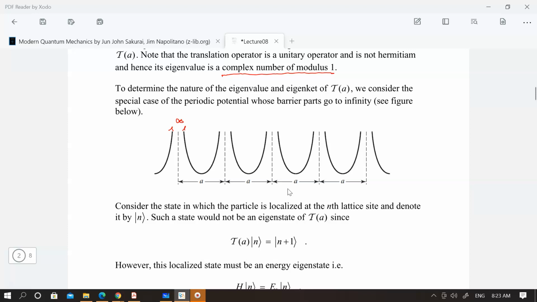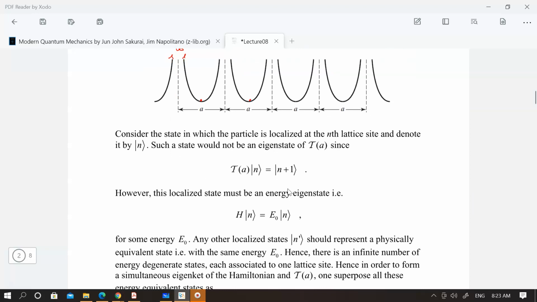Okay, so in this case, if the particle is localized at the nth lattice site, then we denote it by the ket n. And if you translate this by the translation operator, it will go from one lattice site to another lattice site. So the action of T_a on the ket n goes to ket n plus 1, the next lattice position.